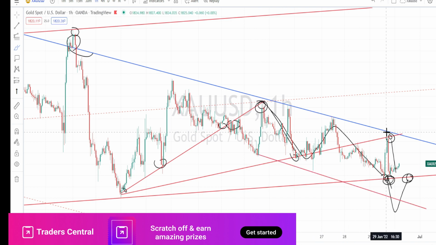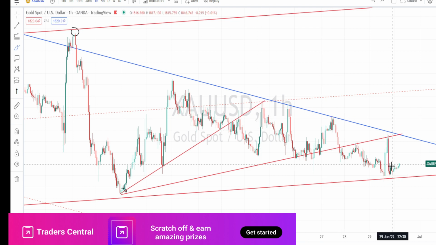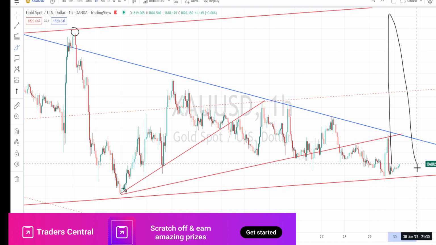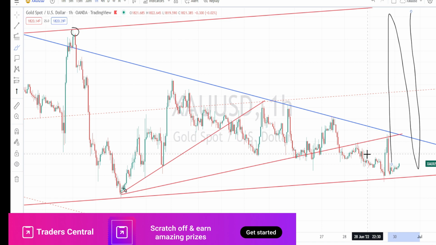And if the price action breaks this resistance line, next level of resistance will be the previous high, which is going to be around 1840. And if it breaks this resistance level, next level of resistance will be 1848. And also it will be the continuation of the bullish channel pattern from the 4 hours time frame.